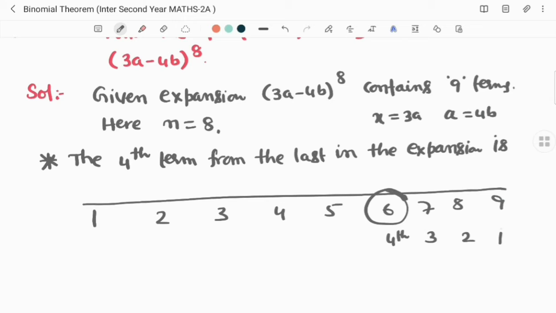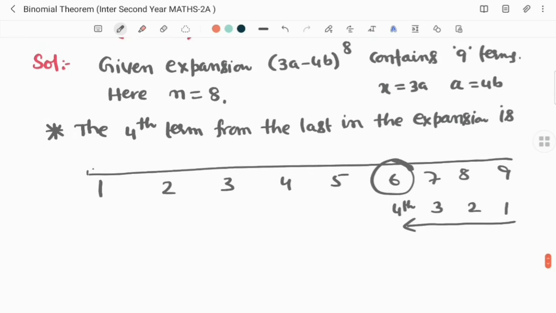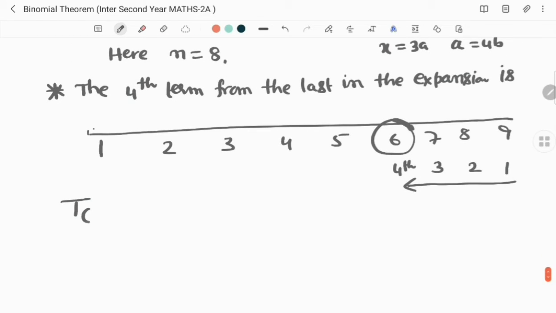Find the fourth term from the last. From the last it is a fourth term. From the beginning it will be sixth term. So the fourth term from the last in the expansion is equal to the sixth term in the expansion. So t6 we want. t6 is equal to t5 plus 1. Yes, we have to compare with r plus 1. r is equal to 5. So here r is equal to 5.